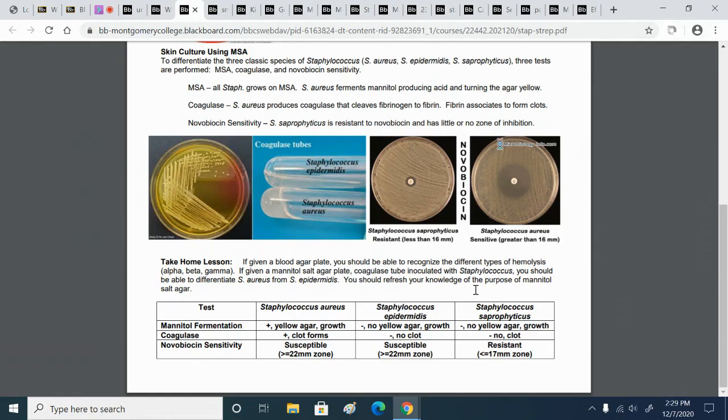So if you know those 3, Staph aureus ferments mannitol, Staph aureus forms a clot, and the saprophyticus is resistant to novobiocin, then you know everything else in that table. So any questions on the staph identification or the throat cultures?